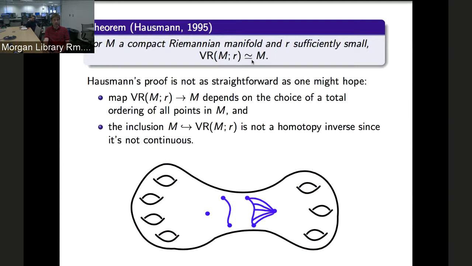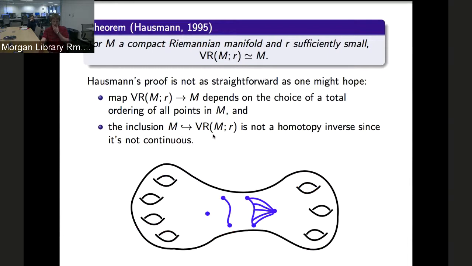He's proving that he has a homotopy equivalence without verifying the definition, right? Usually you construct two maps and you prove that the compositions are homotopy equivalent to the corresponding identity maps. So that's not how Hausmann's proof goes. He has to use a lot more machinery because he can't even construct a map going backwards. As far as I know, I certainly don't know how to write down a homotopy inverse going back, but Hausmann proves that one does exist.